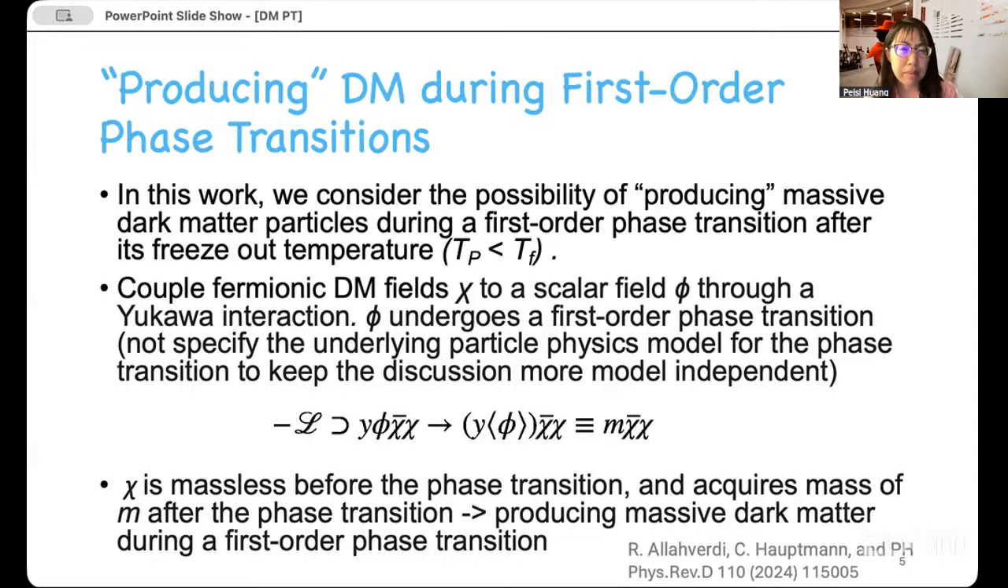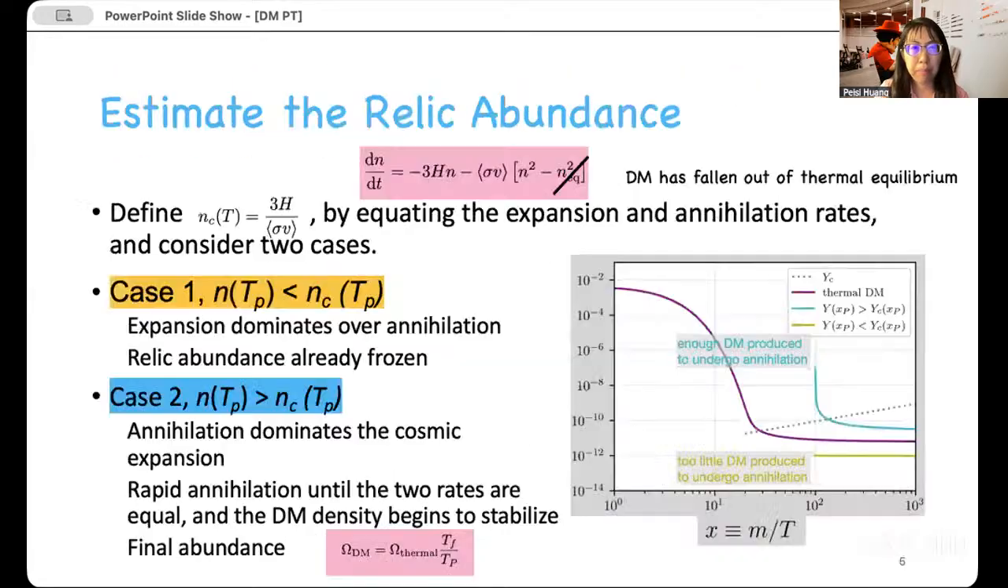So I'm not going to specify the underlying particle physics model for the phase transition here, to keep the discussion more model independent, and you can feel free to put in your favorite model here. So this chi, the fermionic dark matter field, is massless before the phase transition, and it acquires the mass m, which is y v phi, after the phase transition. In this way, we produce the massive dark matter during a first order phase transition.